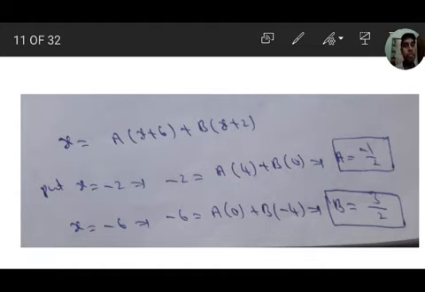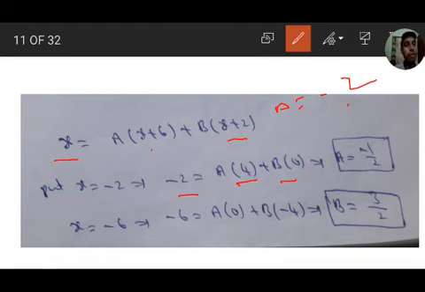If we substitute minus 2, we get minus 2 equal to a into (minus 2 plus 6), that is 4, plus b into (minus 2 plus 2) is 0. So minus 2 by 4. So a equal to minus 2 by 4, that is minus 1 by 2, the a value.